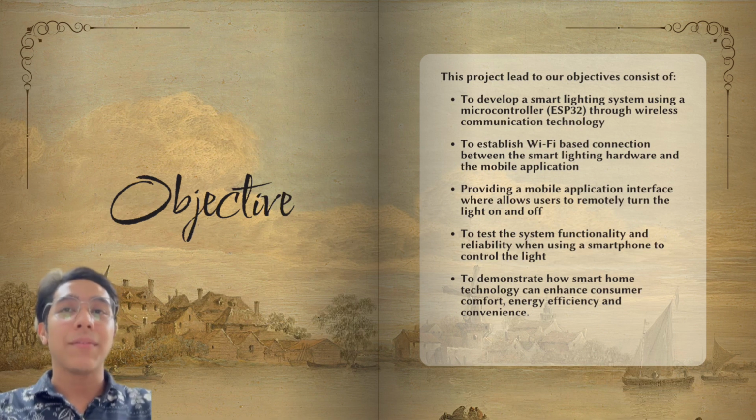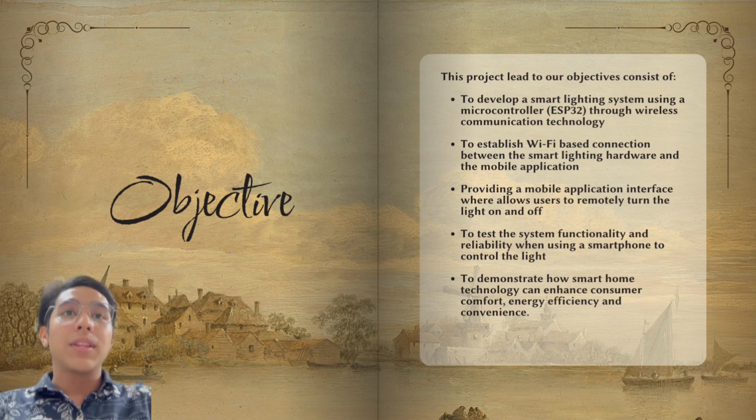Next is objective. For this project, we have several objectives that we would like to achieve. First off, to develop a smart lighting system using a microcontroller, which is ESP32, through wireless communication technology. Second, to establish a Wi-Fi-based connection between the smart lighting hardware and the mobile application.